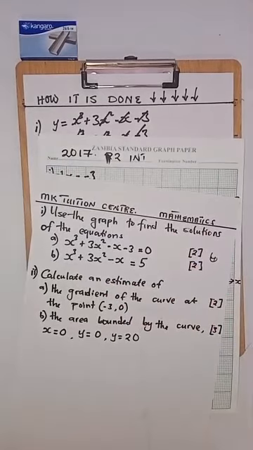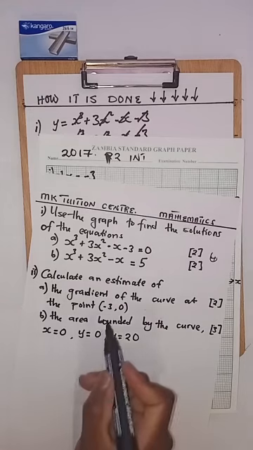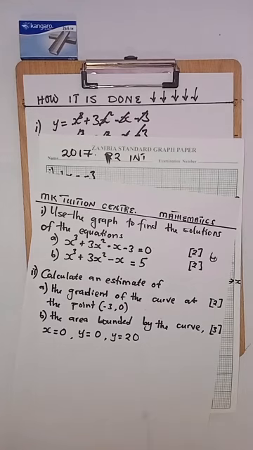Now let's go to the second one, which says we need to calculate an estimate. So here we are trying to estimate the gradient of the curve at the point negative 3, 0. So we need to ask ourselves, now where is this point they're talking about? We are going to have our graph.